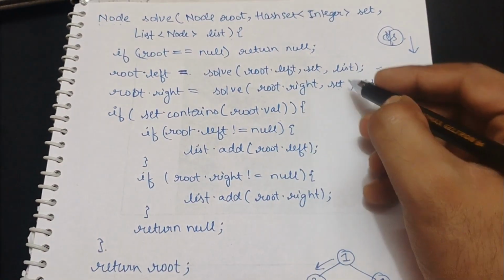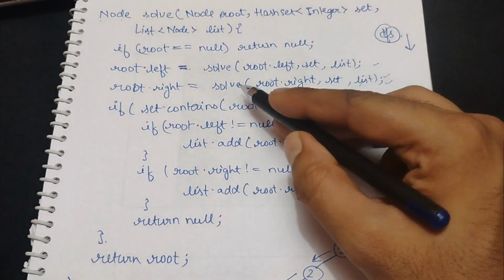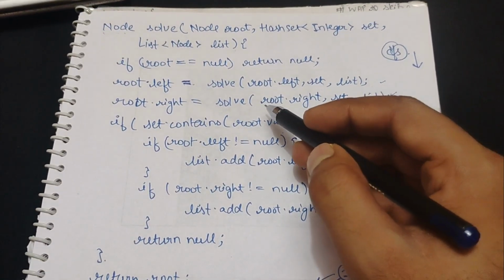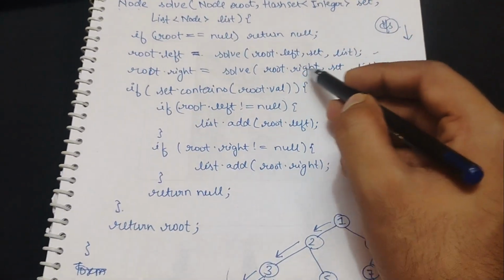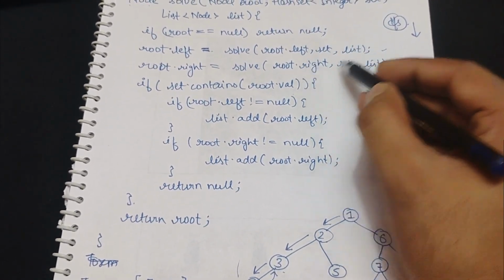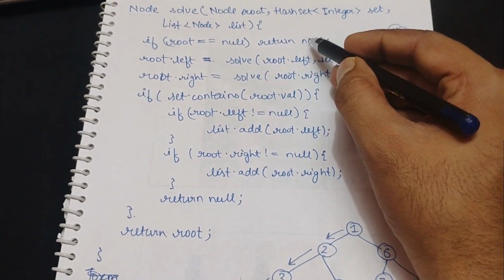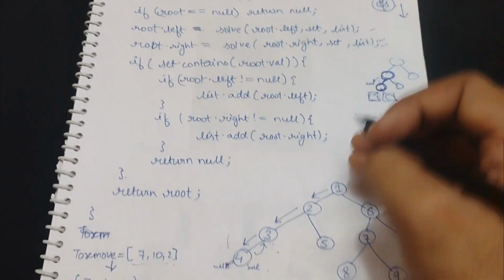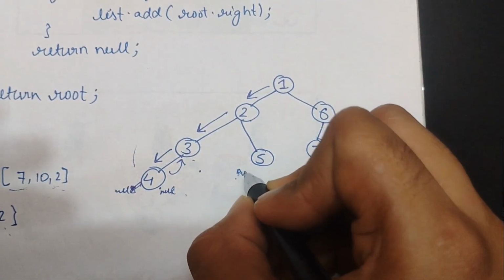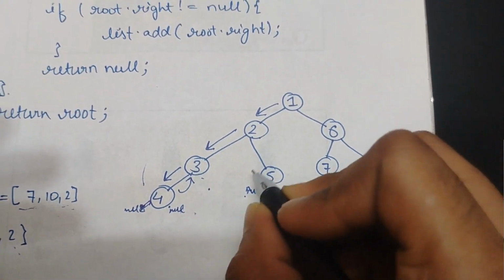Okay. Now 2 will call root dot right, that is 5. Now it will come over here again. 5 has come here. Is 5 null? No. 5 dot left, both are null, so 5 will get null from both sides.